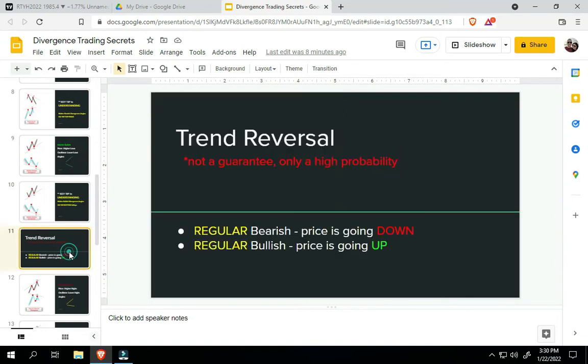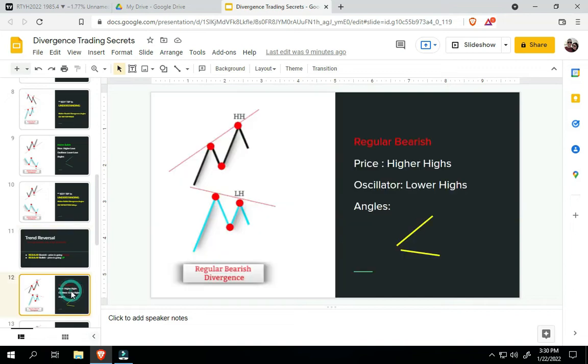All right, so now let's talk about the reversals. Again, not a guarantee, only a high probability that the price is about to reverse or your trend is about to reverse. Anytime you talk about reversal divergence, you're going to have regular in front of the bearish or bullish, or sometimes they won't even have the word regular. It'll just be bearish or bullish. Bearish, of course, is the price going down. Bullish means that the price is going to change and go up.